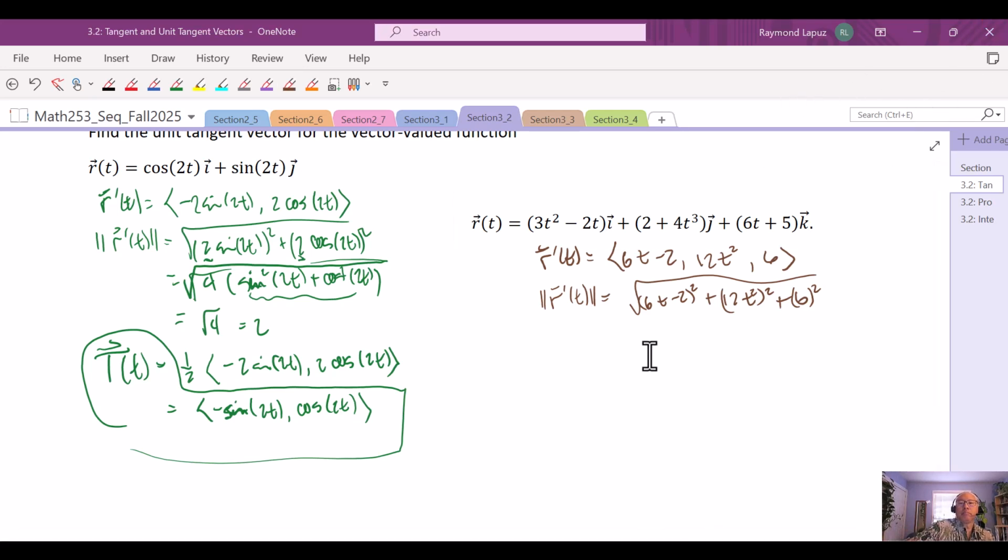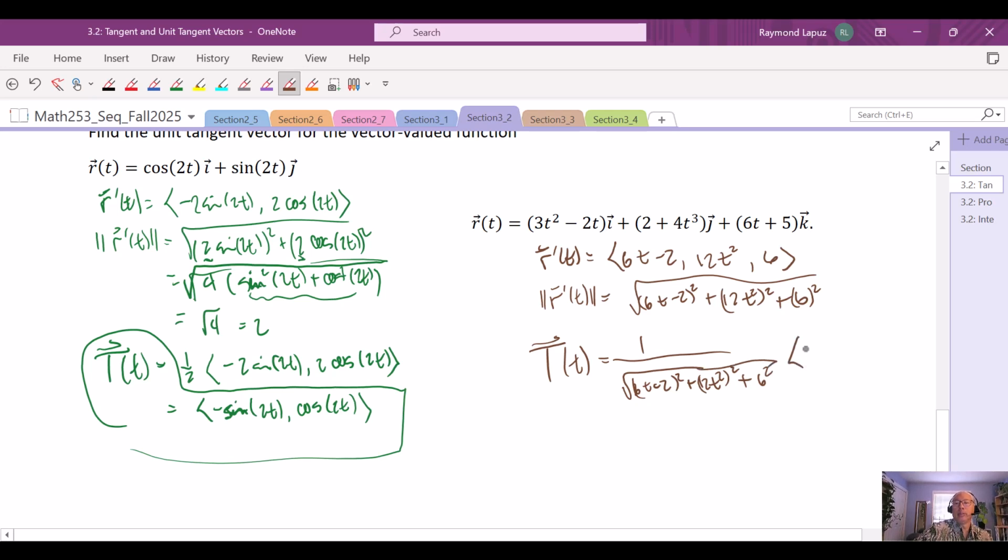So let's just leave it at that, and then the unit tangent vector is going to be 1 over this whole thing, the square root of (6t minus 2) squared plus (12t squared) squared plus 6 squared, times the vector 6t minus 2, 12t squared, and 6.